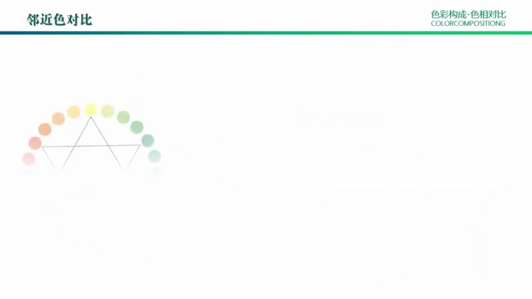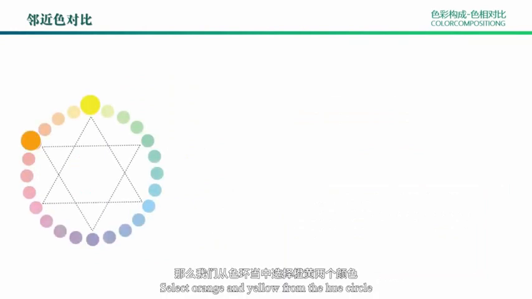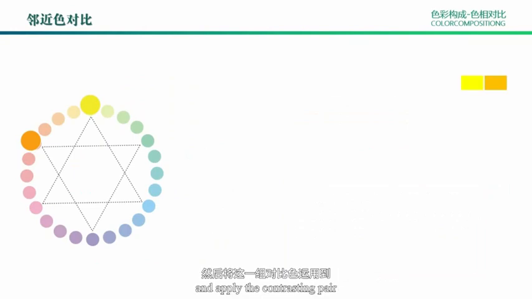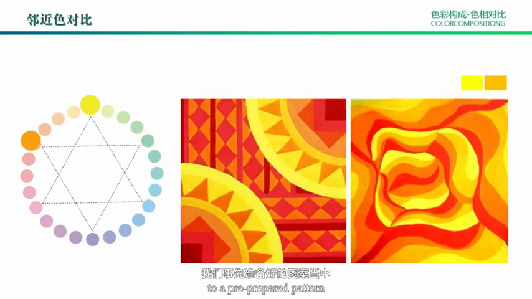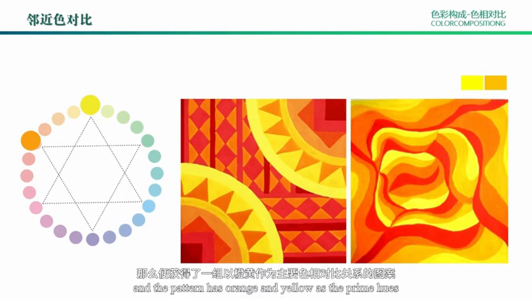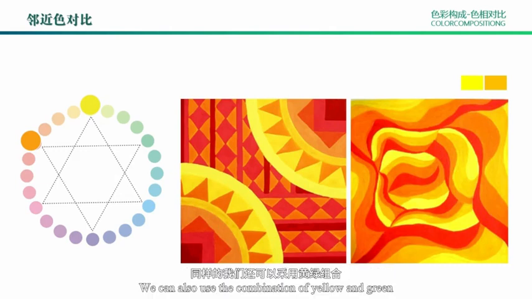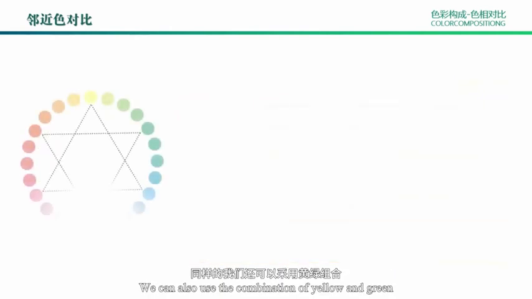Next, let's look at some examples. Select orange and yellow from the hue circle and apply the contrasting pair to a pre-prepared pattern. And the pattern has orange and yellow as the prime hues for contrast. We can also use the combination of yellow and green.